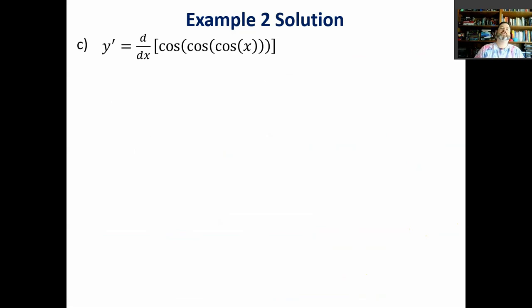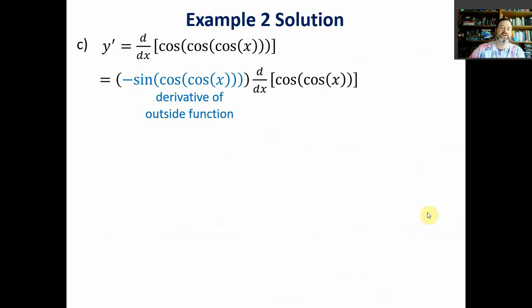Next one, cosine of cosine of cosine of x. You might think, well, that's a silly function. Maybe it is. Let's take the derivative and see what happens. So we take the derivative of the outside function first, right?